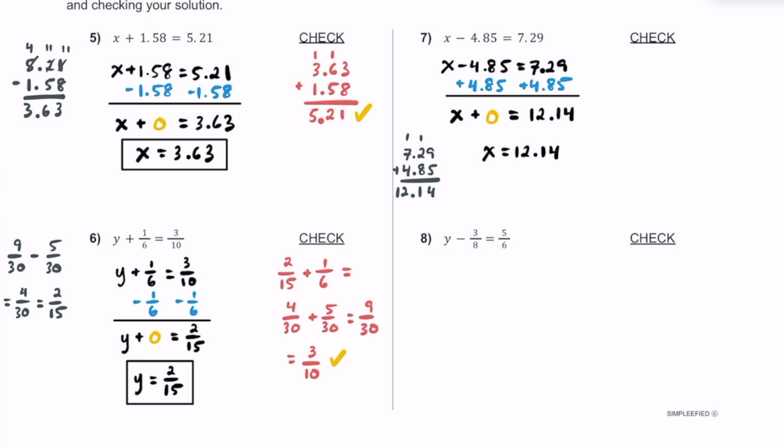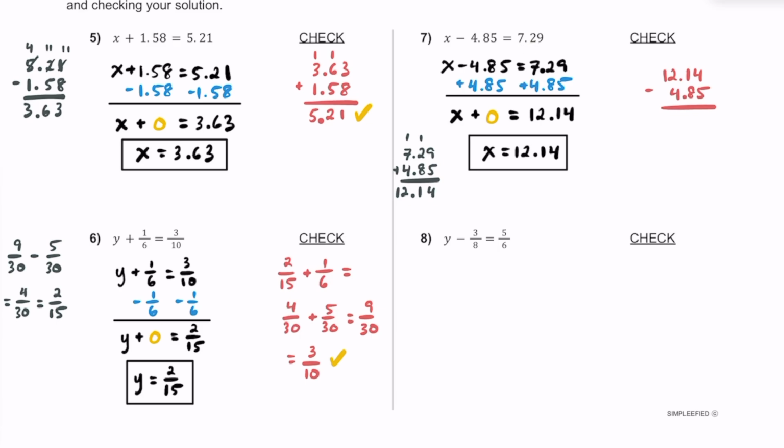But we can check this in just a sec. All right, so we think x is 12.14. So let's go ahead and see if that's true. Let's substitute it in here. Let's verify whether 12.14 minus the 4.85 equals the 7.29 here.